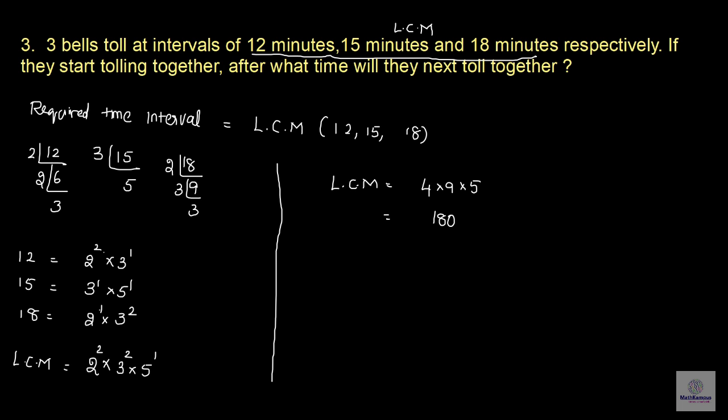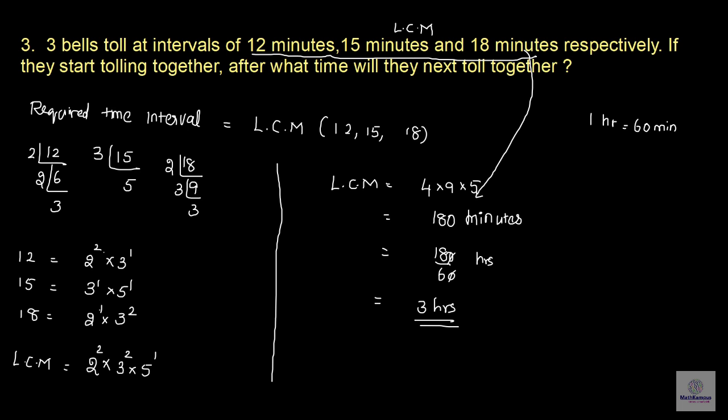The unit for this sum is minutes. So we can write 180 minutes. But generally in time, once it crosses 60 minutes, we convert that into hours. 1 hour equal to 60 minutes. Therefore 180 minutes divided by 60, we get 3 hours. So 3 hours is the required answer. Thank you.